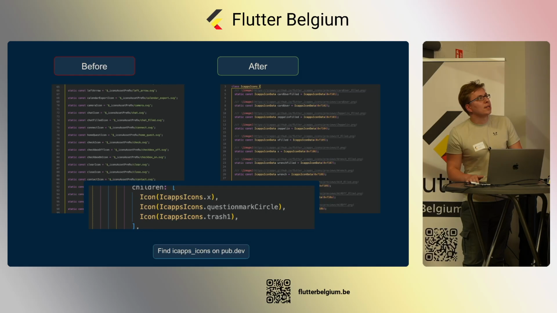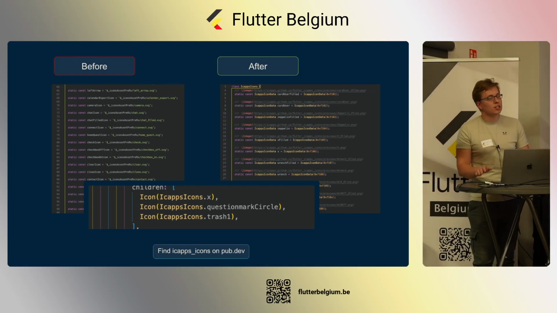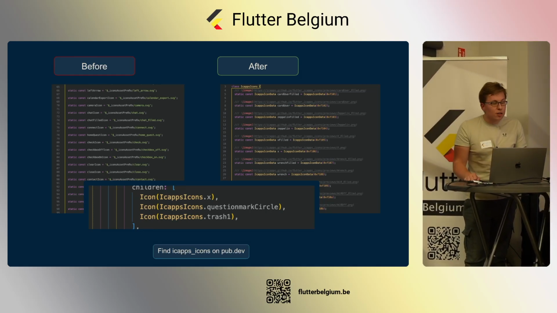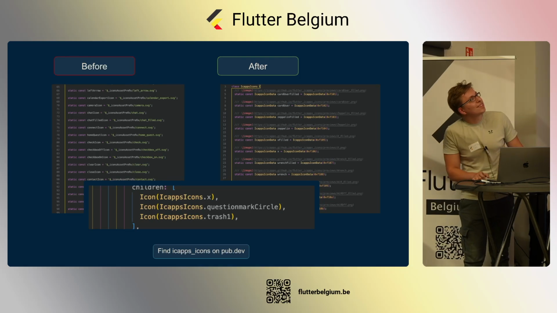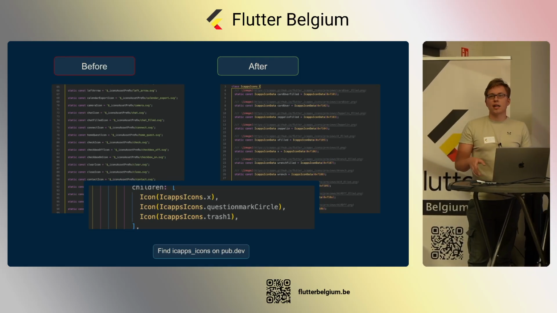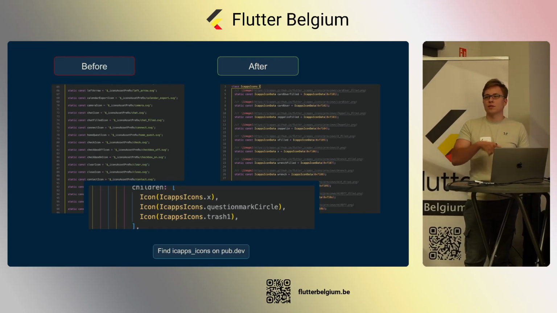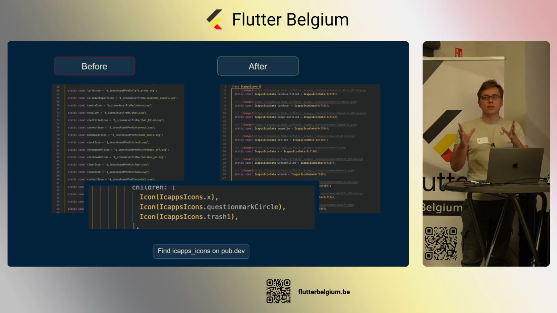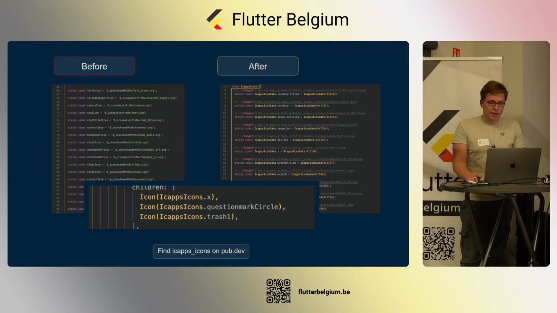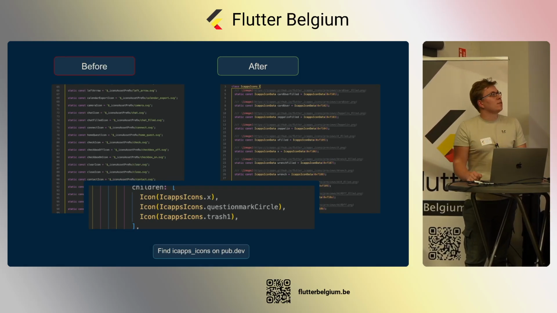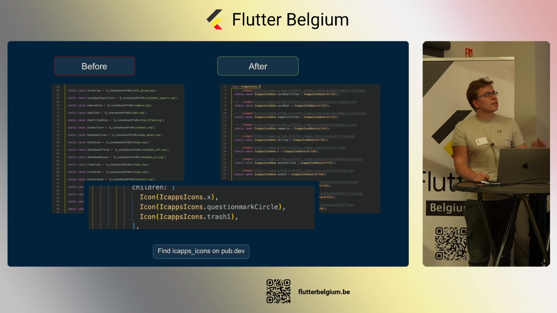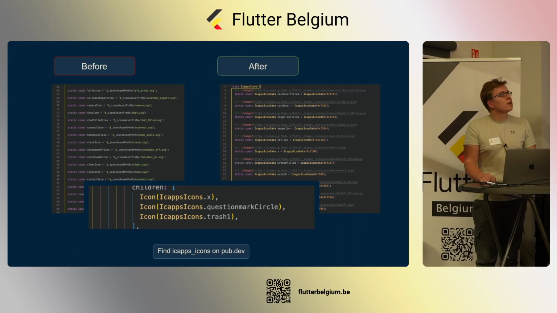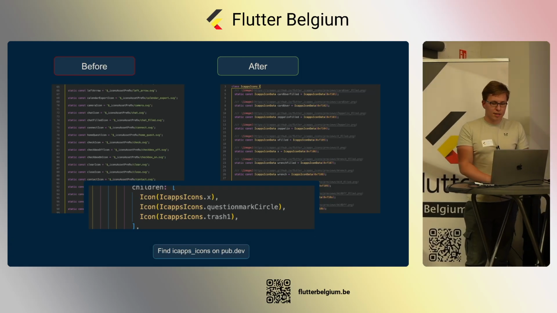But this makes it very easy to just automatically generate everything. We also have documentation on top of it. I don't know if you can see that, but the documentation adds the preview. That's very handy, that you can hover over your icon and you see the preview of the icon. And then below you can see how you use it in your code. So it's just exactly the same as you use it in Flutter, or the material icons, but then it's called icapps icons instead of icons.